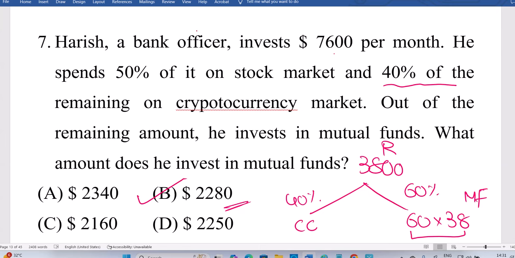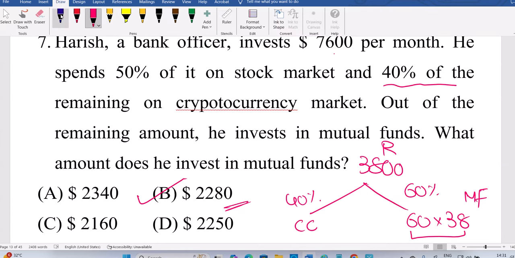So you have to use the units place. 38 into 60, definitely ending with 0, okay. After that, 8 into 6, 48, 8 should come. So the only option ending with 80 is option B. Even calculator not allowed, that's what you need to manage. Okay, in less time solving the question. This topic is percentages. And again, I'm alerting you, please make sure instead of 7,600, they may give 7,500 also.